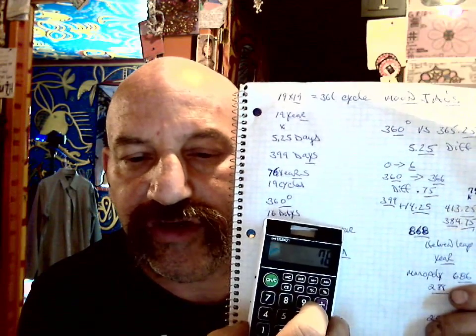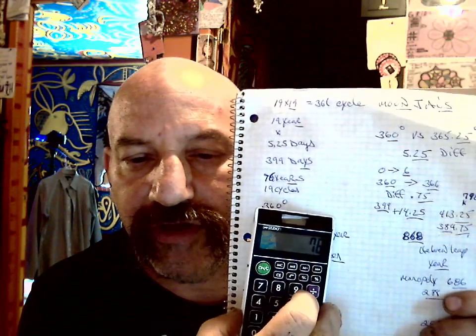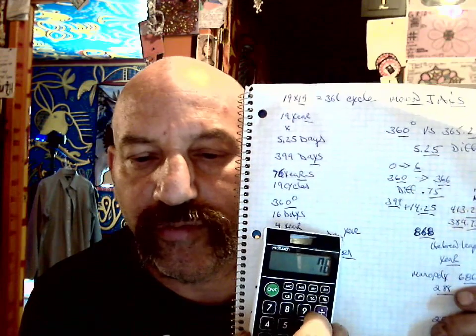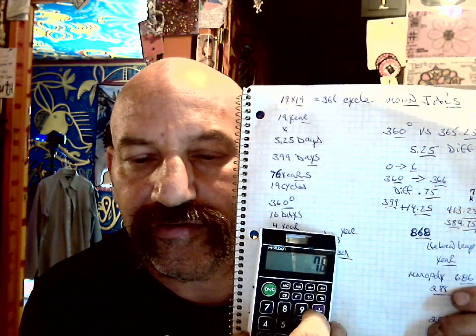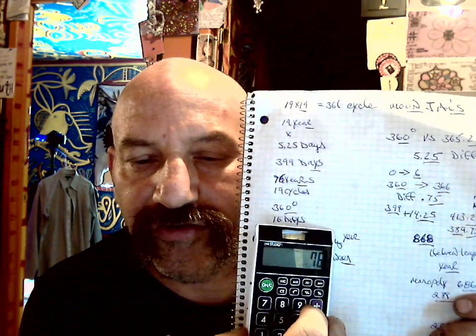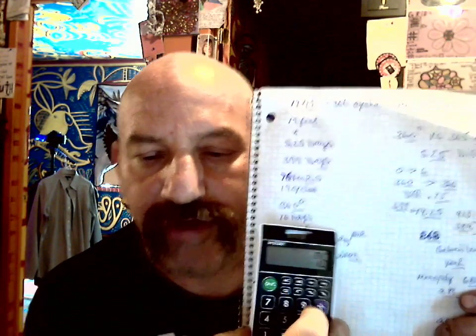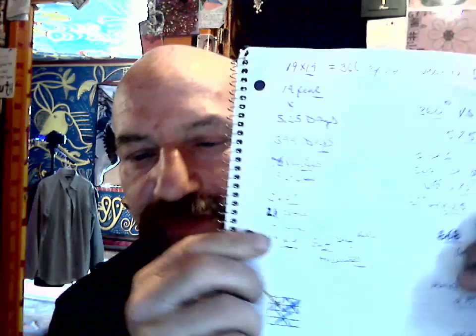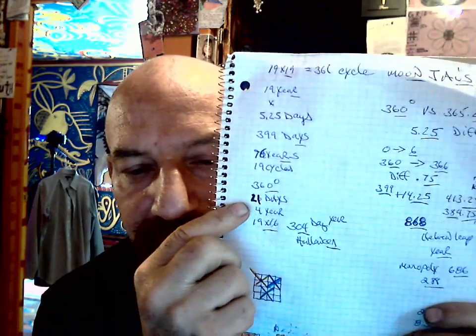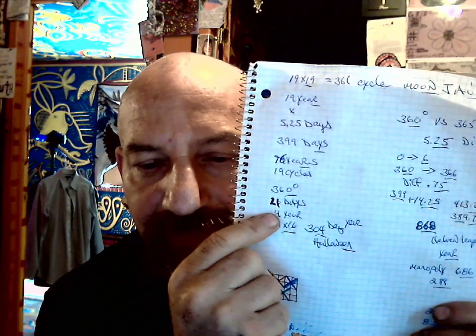There are 16 days, 360 degrees in 4 years. And excuse me, there's not 16 days, there's 21 days. I have to throw out that figure. I've changed that figure to 21 days. So now let's see if this works out. 21 days now in 4 years.